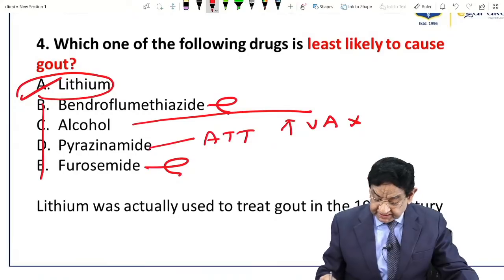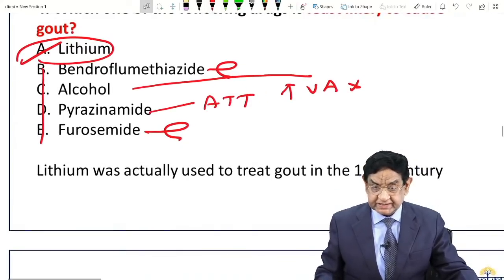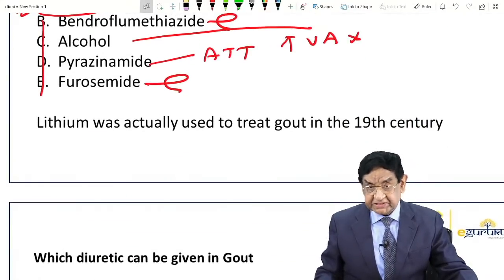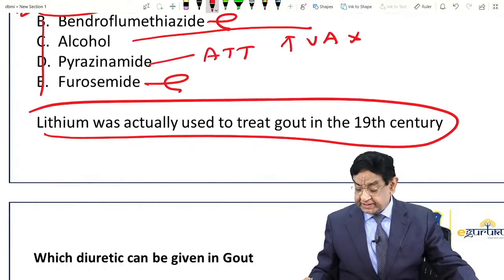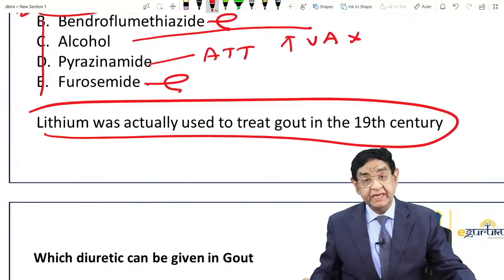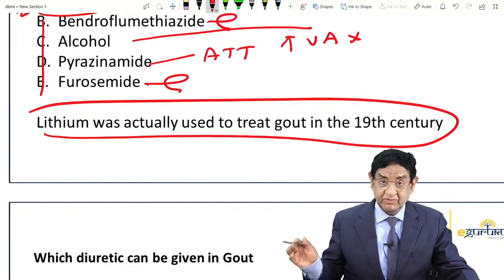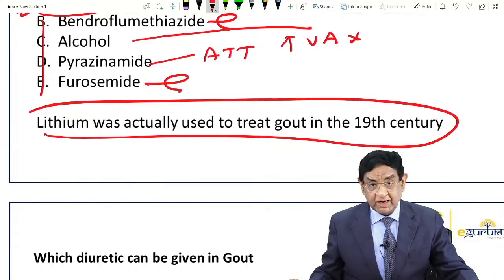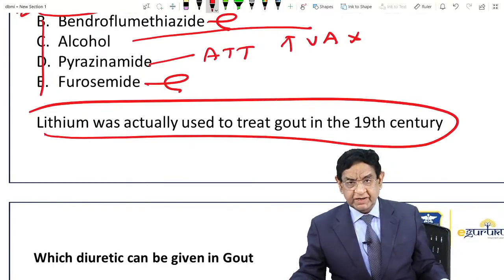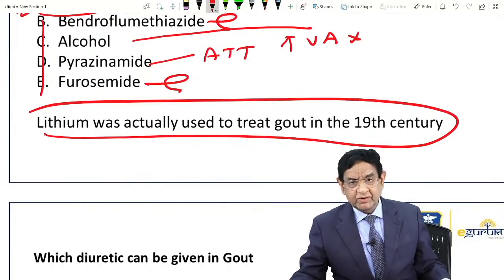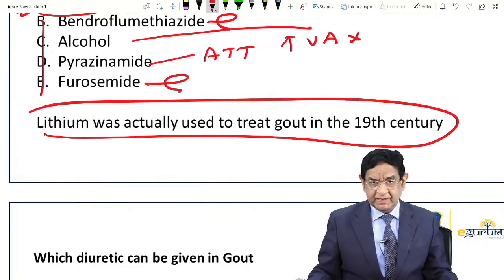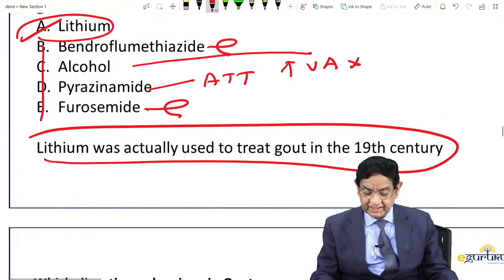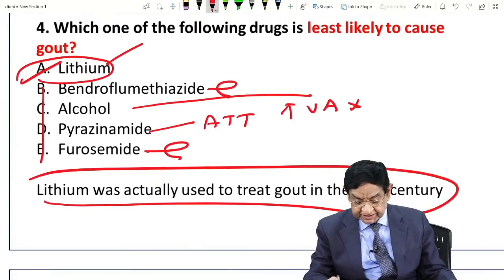Lithium is the answer. In fact, in the good olden days, in the 19th century, lithium was actually used to treat gout, more than 150 years back. But now lithium itself is a very toxic drug. We have got better molecules, but one thing is there, least common is lithium.